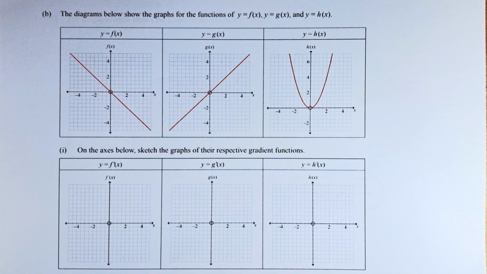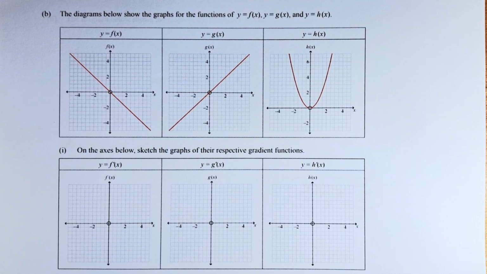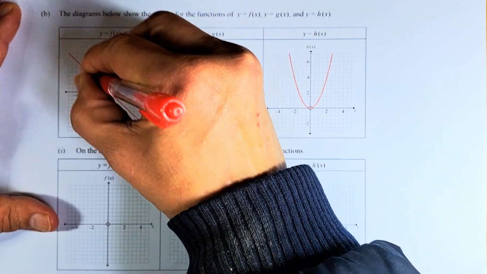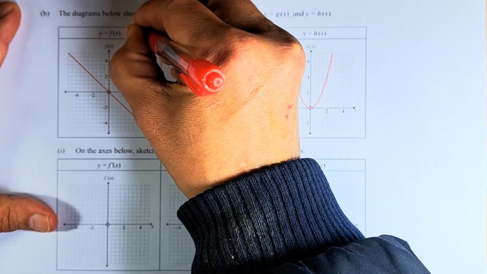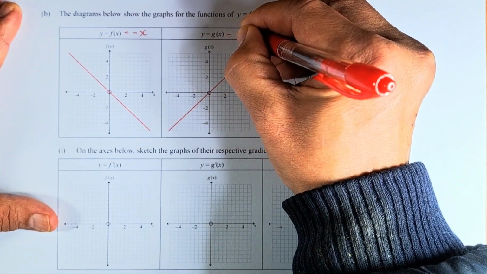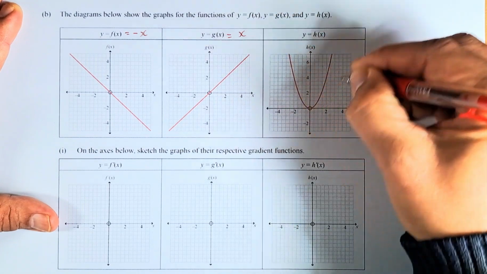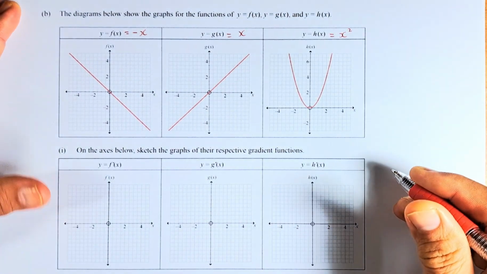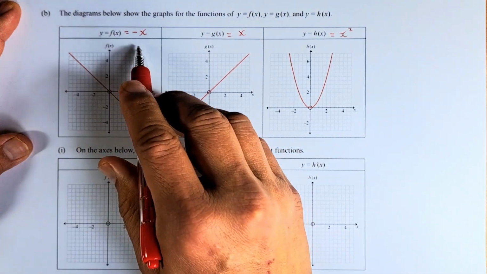The diagram below shows the graph for the functions f(x), g(x), and h(x). So f(x) is equal to minus x, g(x) equals x, and for h(x), that graph is h(x) equals x squared. When you want to find the gradient function, we have to differentiate the function term by term.